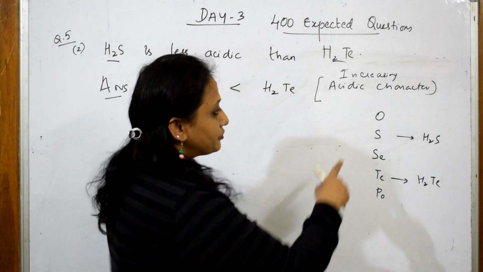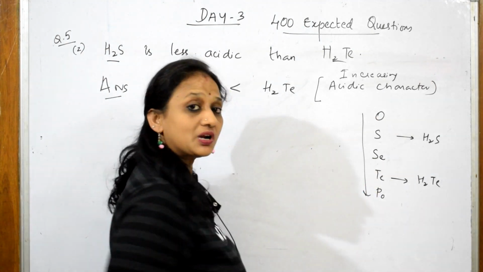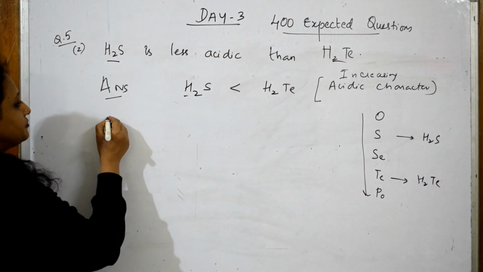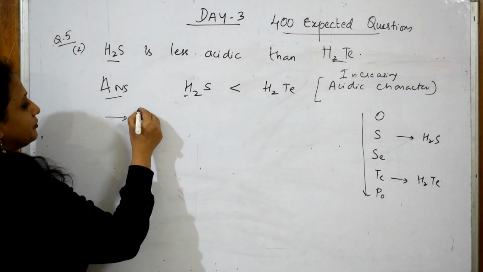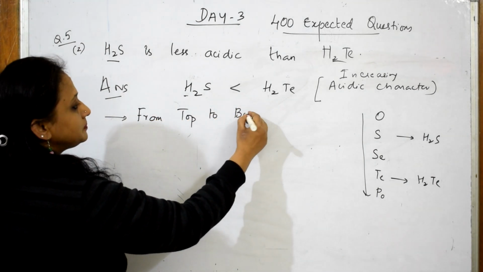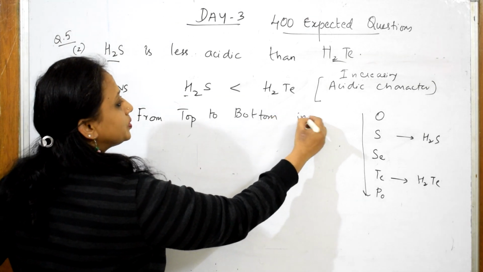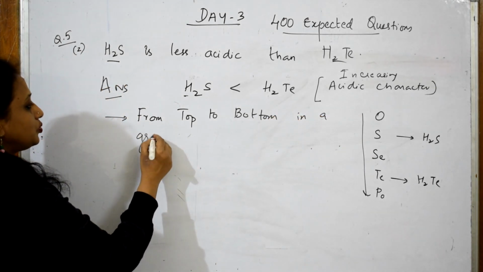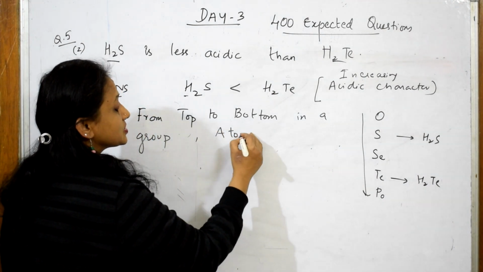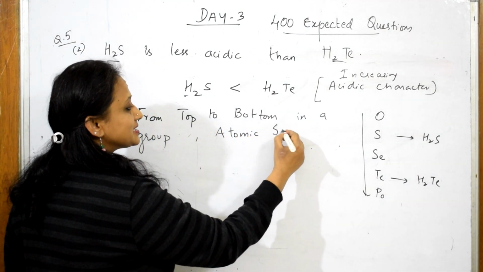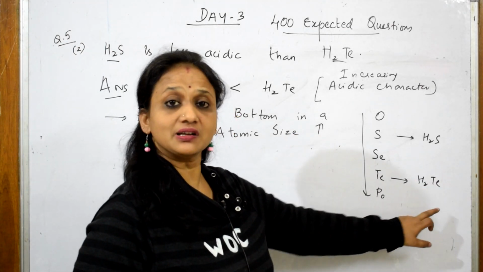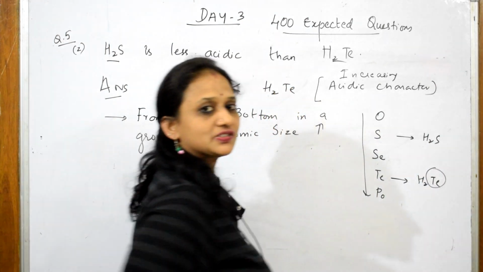Now you tell me, from top to bottom in the group, what happens to the atomic size? It increases. Write down the first point: from top to bottom in a group, atomic radii increases. Atomic size increases. When atomic size increases, which is larger in size? Tellurium is larger in size.